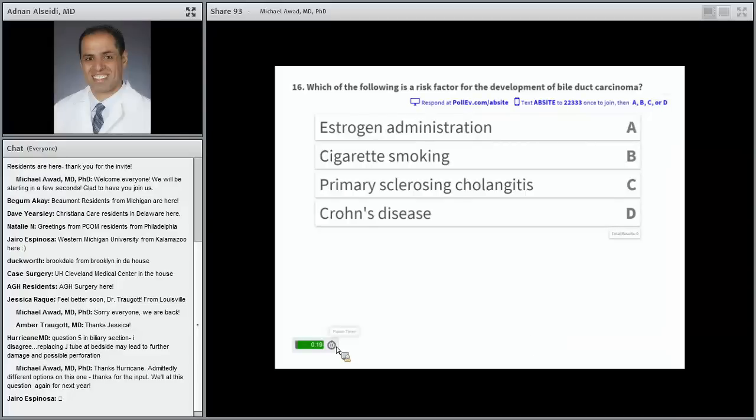Which of the following is a risk factor for development of bile duct cancer? A, estrogen administration, B, smoking, C, primary sclerosing cholangitis, and D, Crohn's disease.